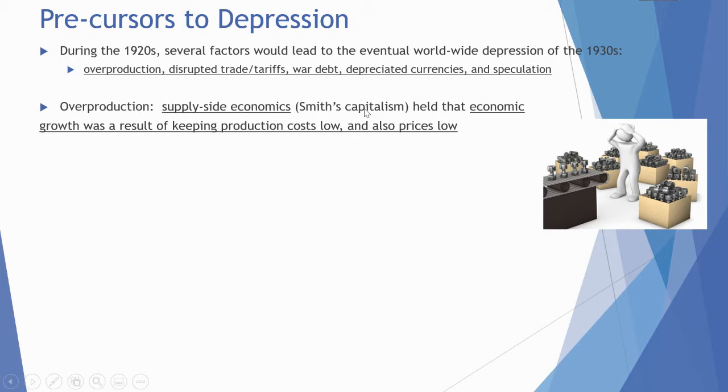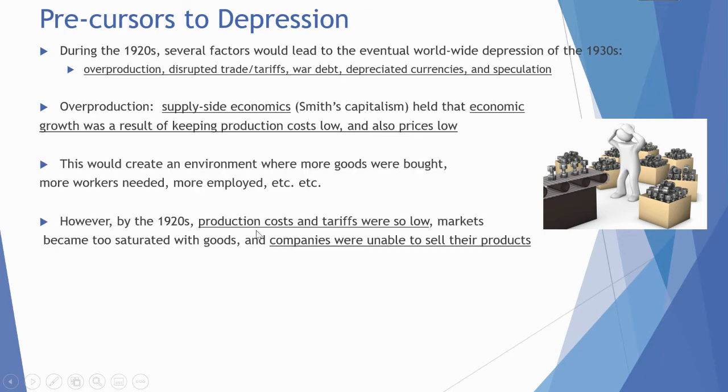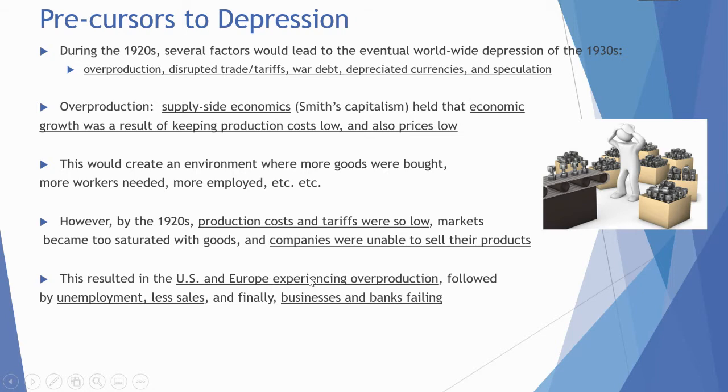So, supply side economics, basically the capitalism that we've talked about, held that economic growth was a result of keeping production costs low and also prices low. This was creating an environment where more goods were bought, more workers needed, more employed. However, markets became too saturated because most countries in Europe and the United States are very industrialized and they're all just producing this stuff. And you see this guy stressed out over here with all the stuff. They need people to buy it. And while that was the goal of imperialism, they were still producing far more than what they could sell.